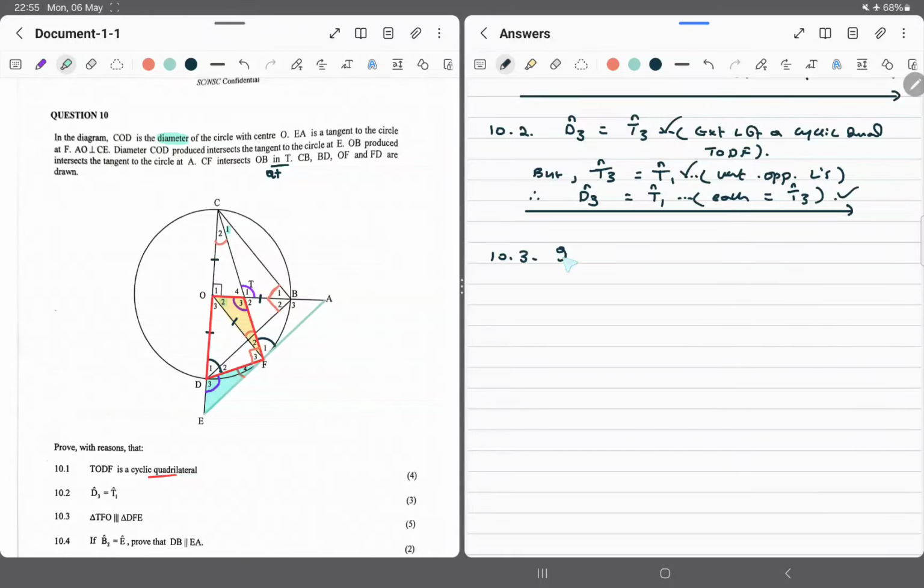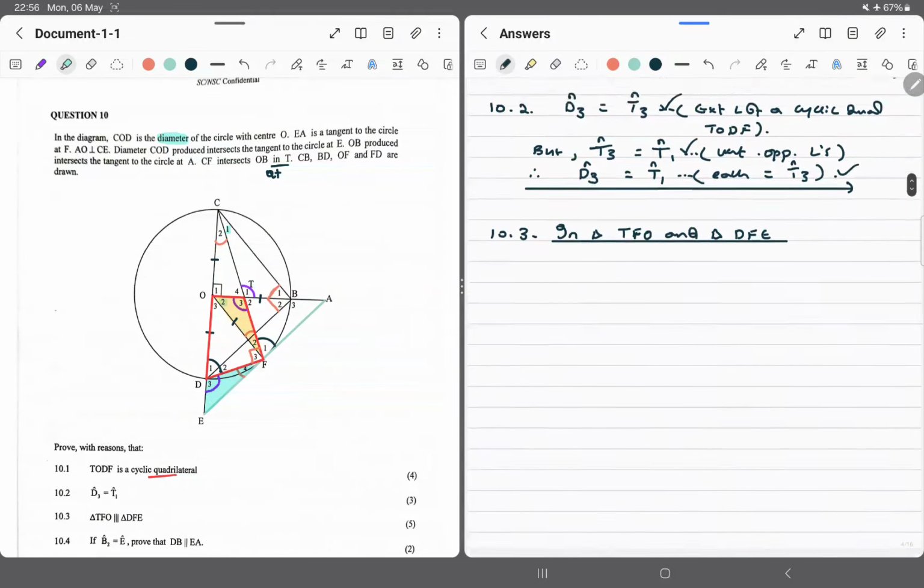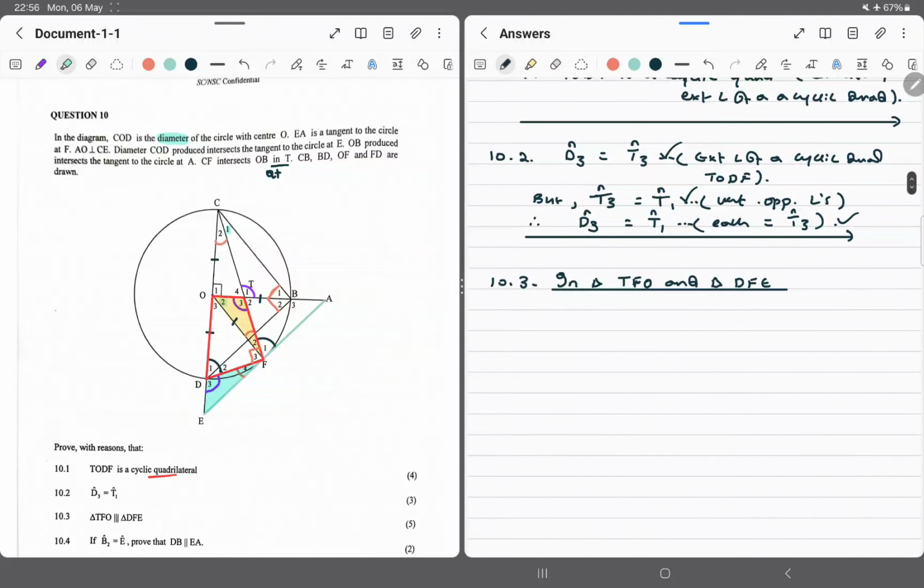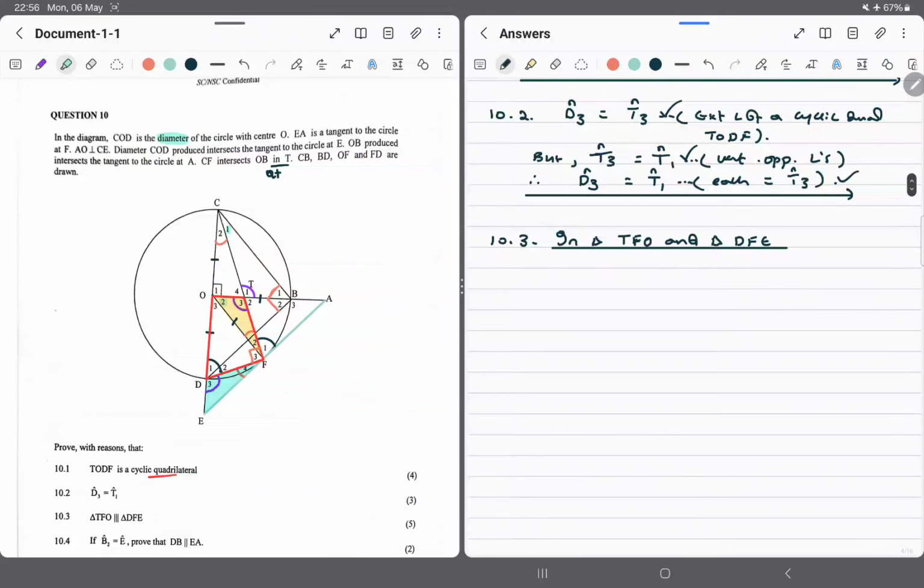So we can say in triangle TFO and triangle DFE, what do we see in these triangles? Looks like I'll have to clean the canvas. I was busy with other lessons here. Let's quickly get these ones sorted.